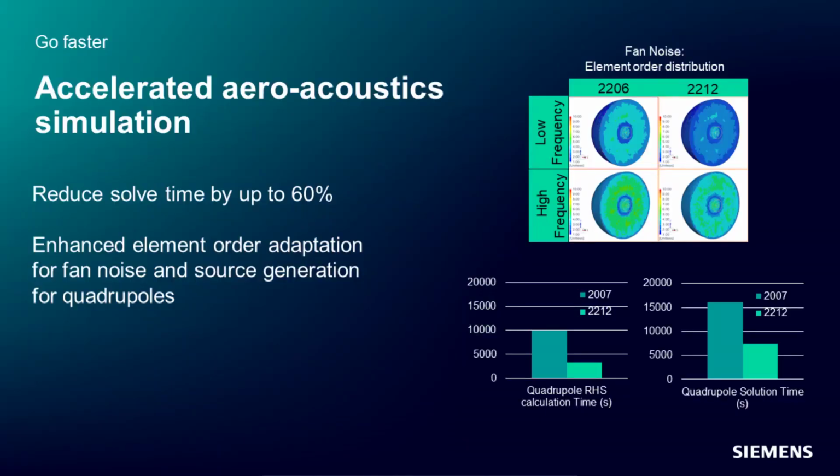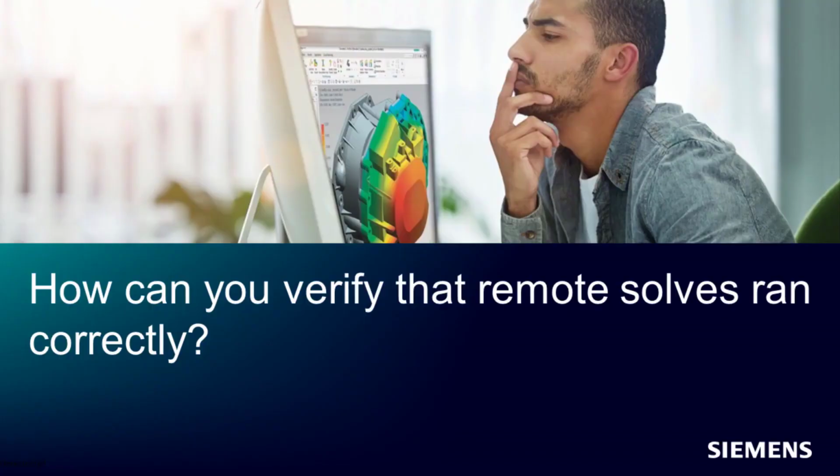In the latest release, Simcenter Nastran gives source elements frequency-varying element orders. The end result is improved solution speeds for aeroacoustic simulations by up to 60%.